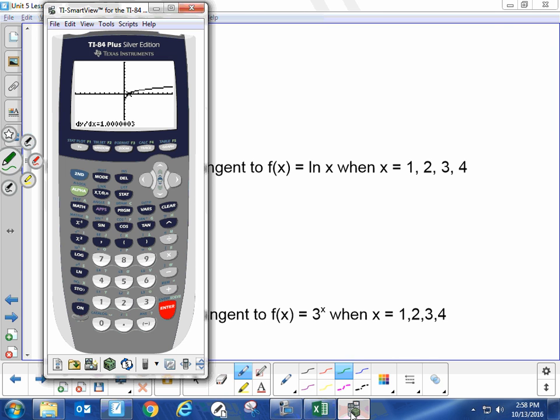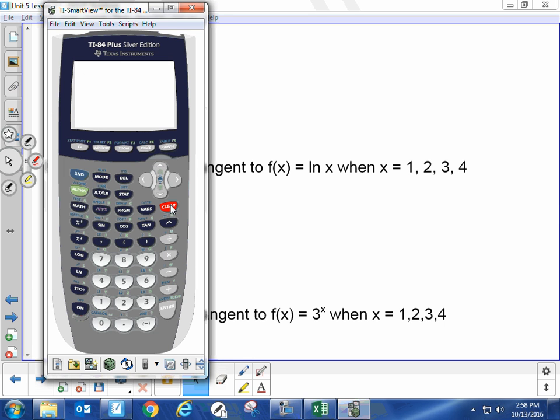The other way, which I use more frequently, is in your home screen. Everybody go to your home screen. Do you have the dy dx in the 81? No, you don't have it, so you're going to use one of my calculators for this. The 81 is good for regular calculations, but for tangent slopes, you're going to have to use this one.